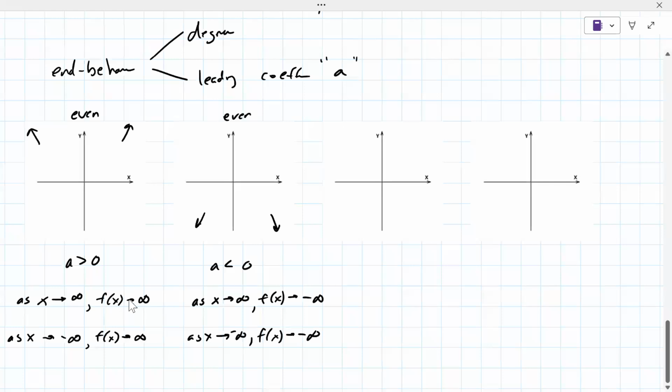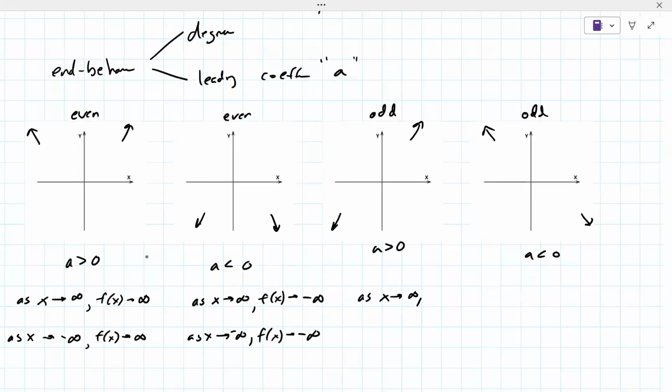So you are responsible for knowing all this, meaning you've got to get all this down. I'm going to ask you to refer to it as part of our lesson today. All right, so the next two are odd. Odd starts low and ends high. The other one starts high and ends low. A greater than 0, A less than 0.